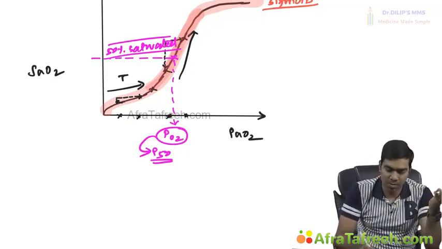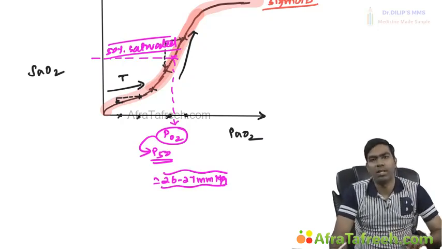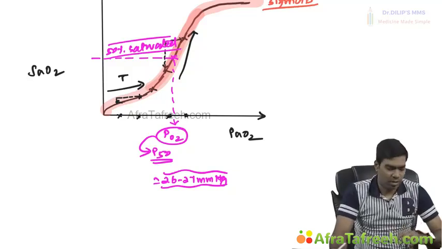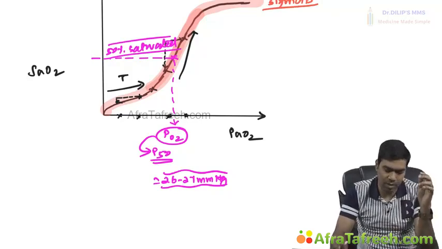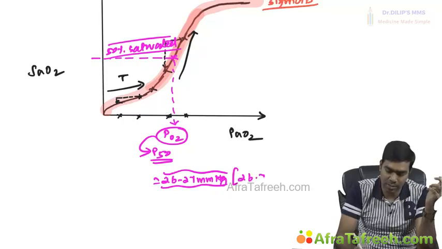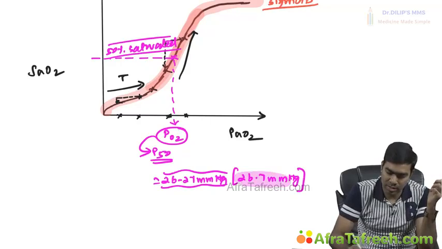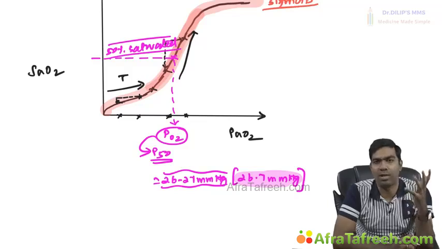Suppose normal P50 is approximately around 26 to 27 millimeters of mercury, which means this is the point where the hemoglobin tends to be at least 50% saturated. So this is what we refer to as the P50. Normally 26, 27, I can simply write it as 26.7 millimeters of mercury. This is the exact value where the hemoglobin is 50% saturated.